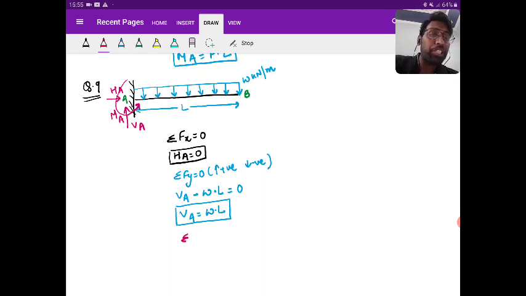Next, I'm writing summation moment. I can take the moment at any point. In the last case, I took the moment about A. Now I'm going to take the moment about B, equal to 0. Clockwise positive, let us say, and anti-clockwise negative.